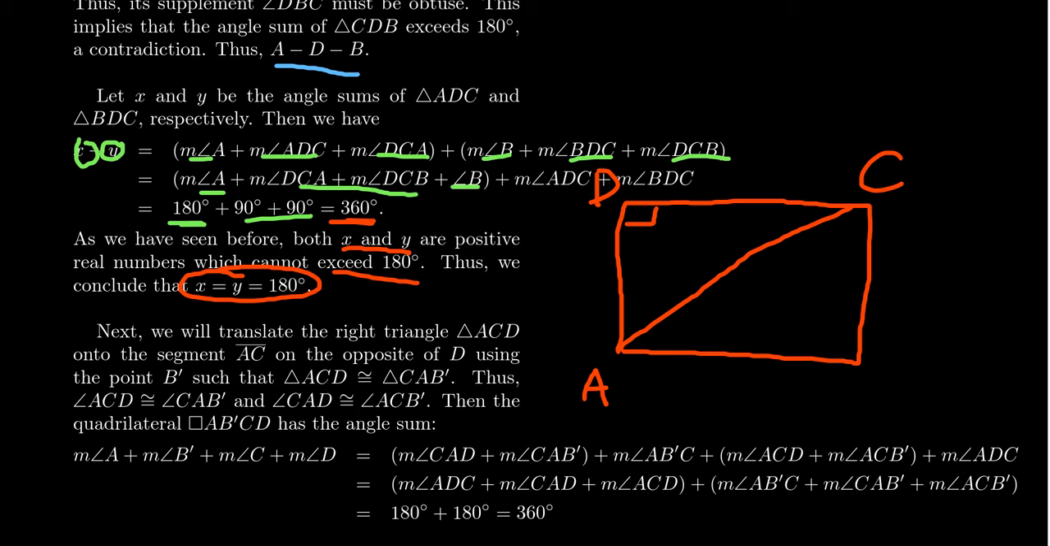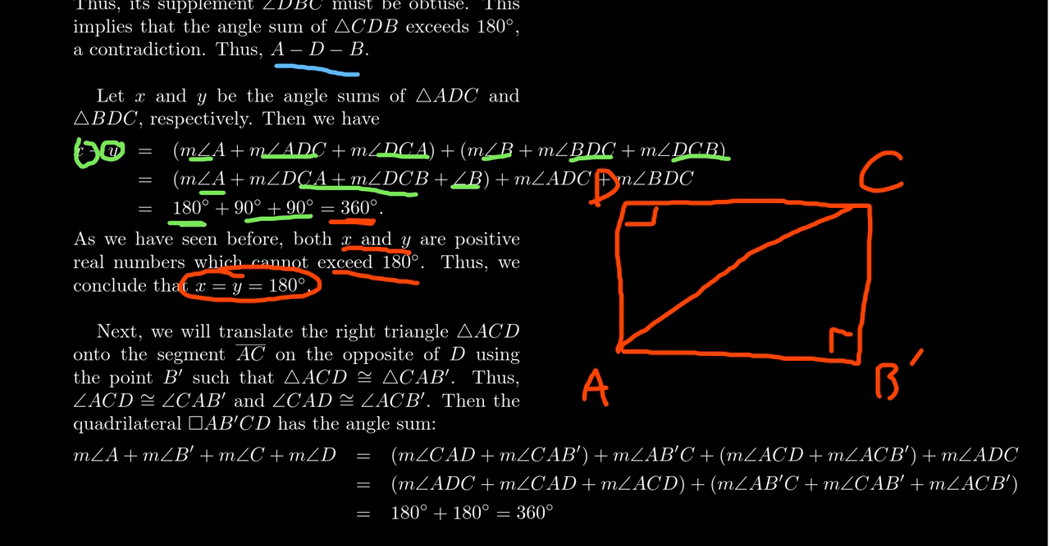And so there's going to be a point B prime. It's on the opposite side of the line AC from D. And this is going to be congruent to the triangle ADC. So we've constructed this right here. As corresponding parts are congruent, this new triangle AB prime C is a right triangle as well.